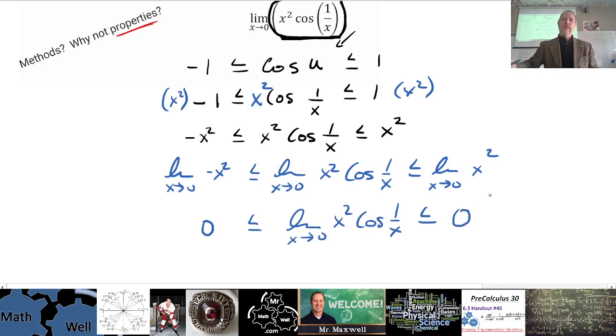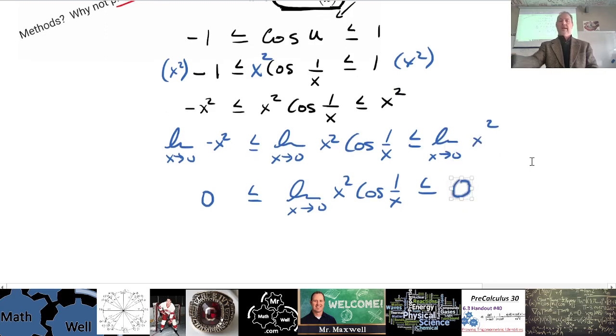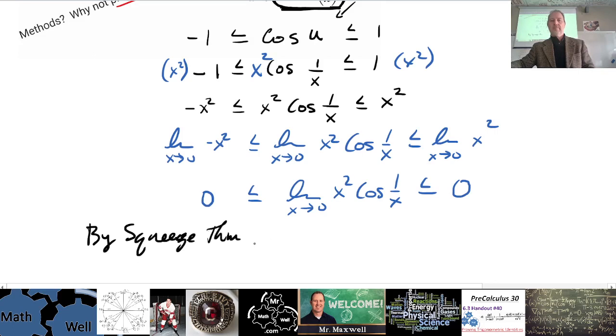So here we can see that the squeeze theorem will be able to be applied because the limit of this function on the left and the limit of this function on the right are identical as we approach 0. So that means that this limit will also have to be 0 by definition. So by the squeeze theorem, the limit as x approaches 0 of x squared cos of 1 over x equals 0.